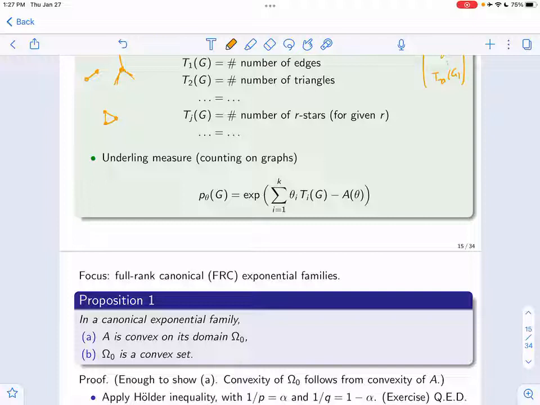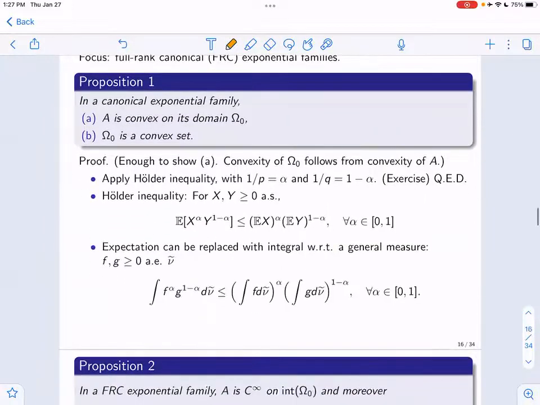Should we underline measure, something like that? Okay, no questions? Okay.